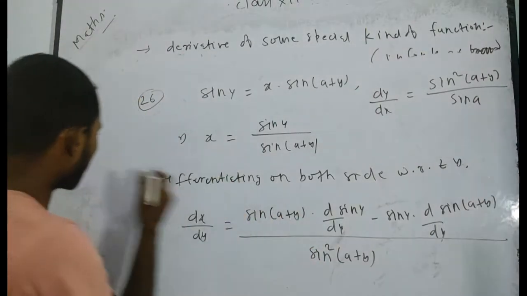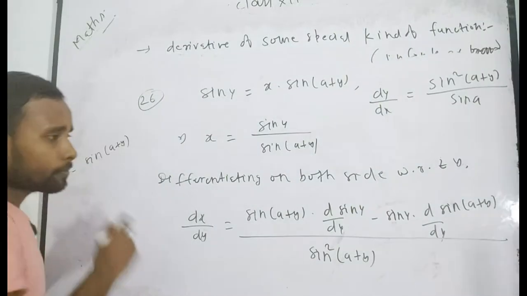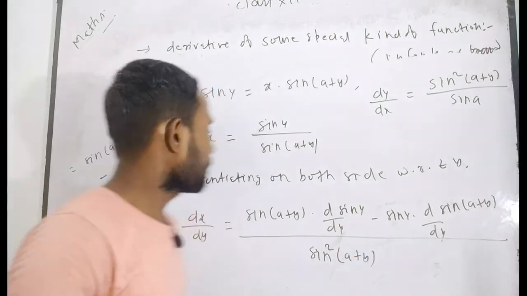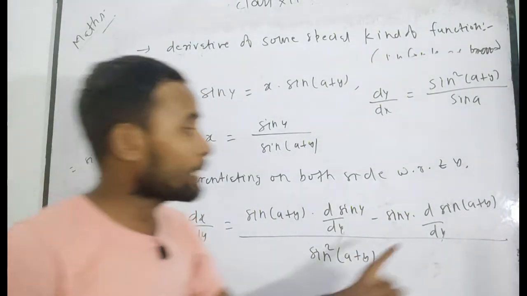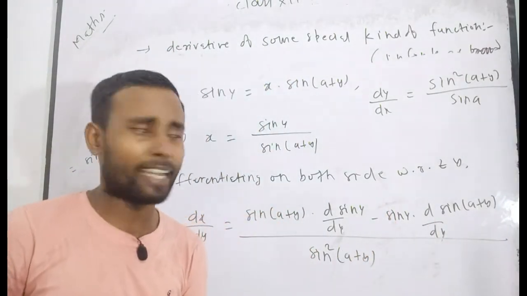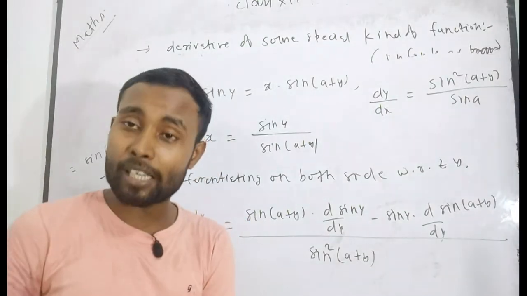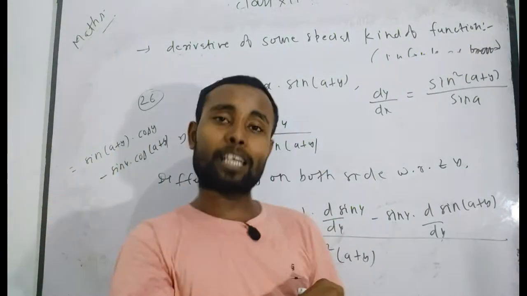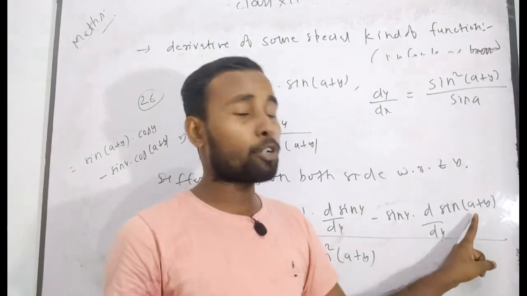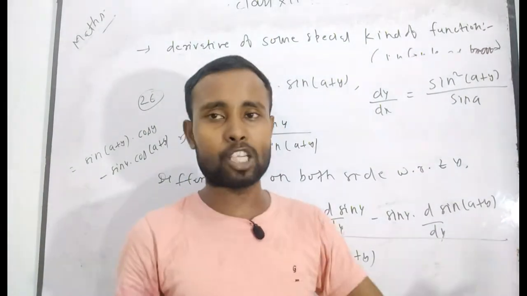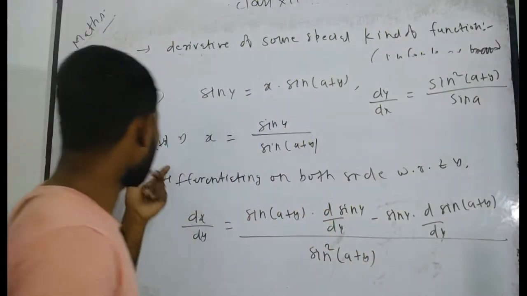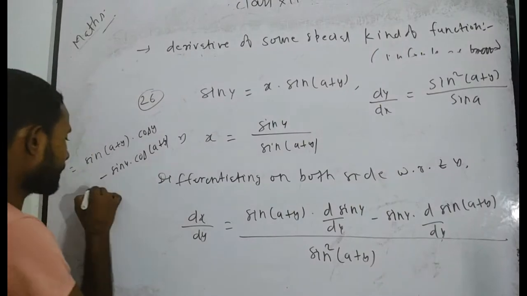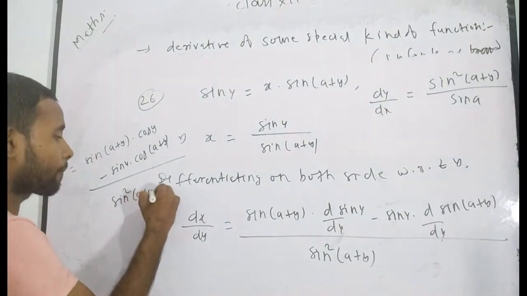Right here, sin(a+y), so it will be sin(a+y). The derivative of sin y with respect to y will be cos y, minus sin y. The derivative of sin(a+y) with respect to y, you cannot find directly. That's why firstly find the derivative of sin(a+y) with respect to (a+y). In that case, you will get cos(a+y). And you have to again differentiate (a+y) with respect to y. In that case, the derivative of a will be 0, because a is a constant, and the derivative of y with respect to y will be 1. And if you multiply this term by 1, it is unaffected. So in the numerator you will get completely sin square (a+y).